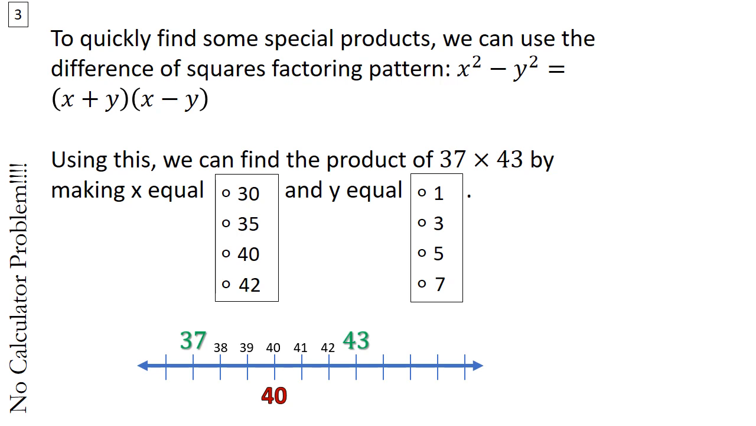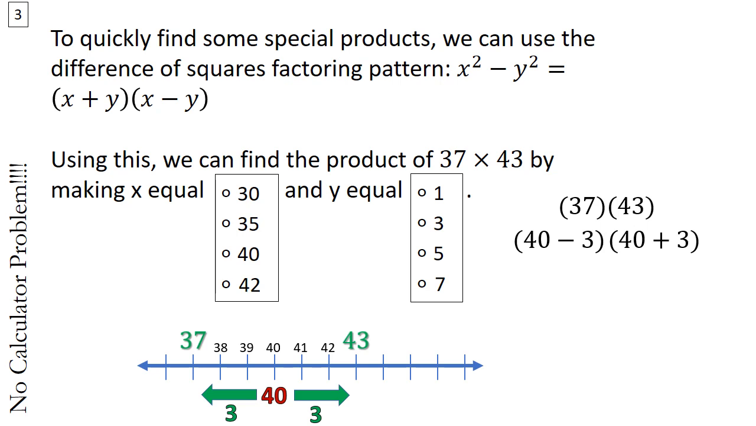And what we're going to do is use that 40 to help represent both 37 and 43. How do we do that? Well, since 40 is halfway in between, it is the same distance on the number line from 43 as it is from 37. It's 3 away in each direction. So if I'm multiplying 37 times 43, 37 is really 40 minus 3. And 43 is really 40 plus 3.